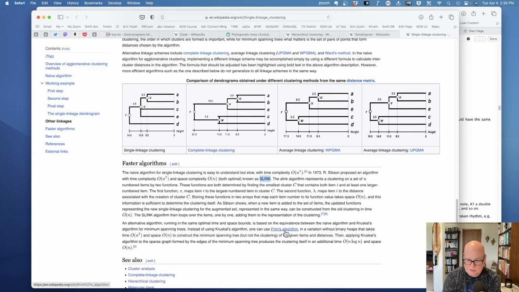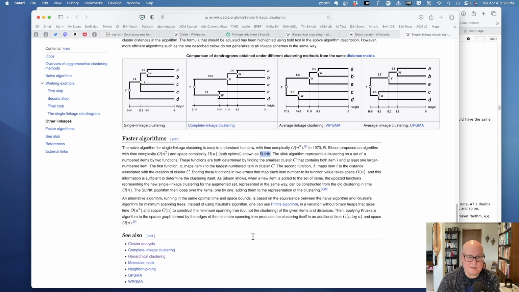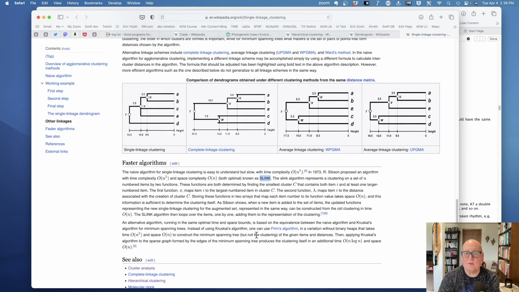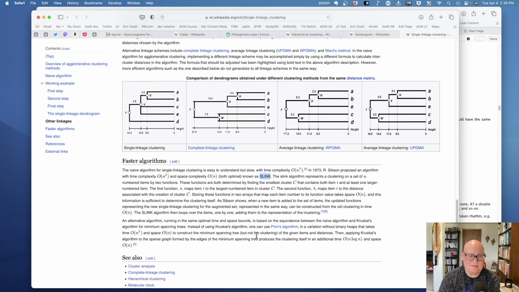Another one is based on the equivalence of naive and Kruskal's minimum spanning trees. Okay. We're using Prim's algorithm. We did look at that one. Without binary heaps it takes time O(n squared) and space O(n). Then apply Kruskal's algorithm to the graph to get the clustering with n log n. Okay, so also possible.